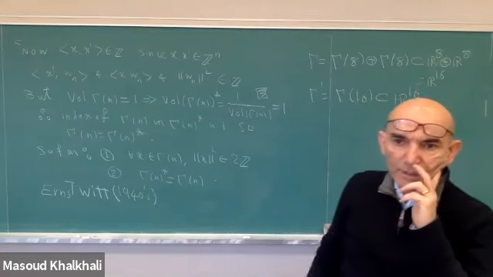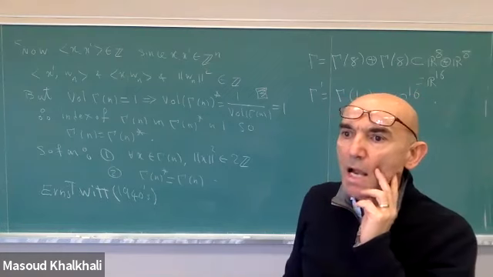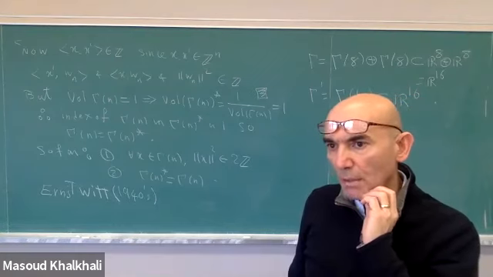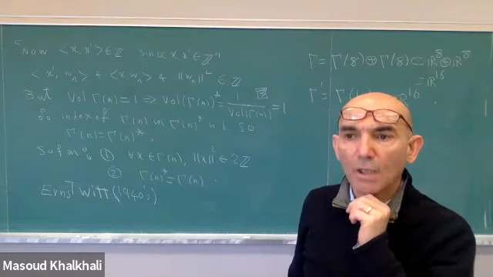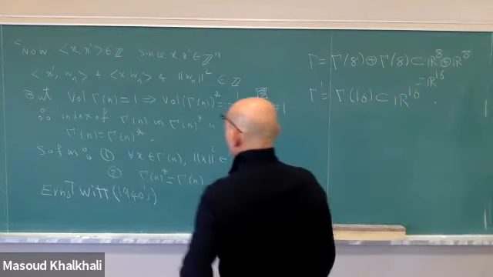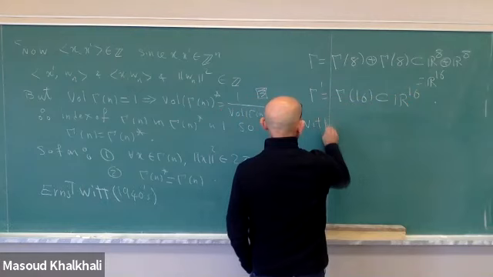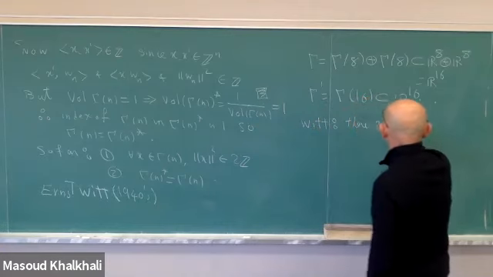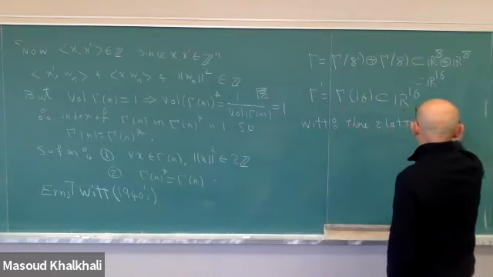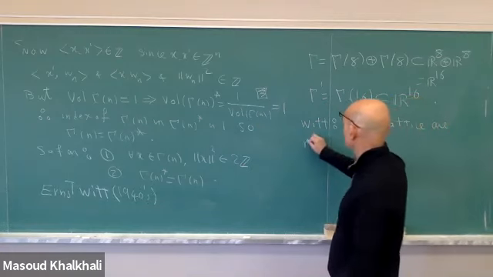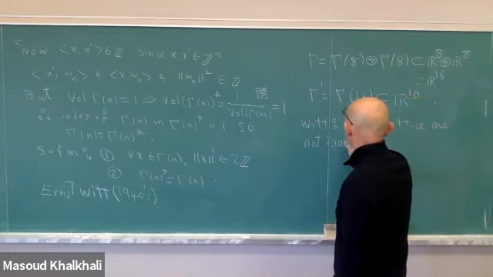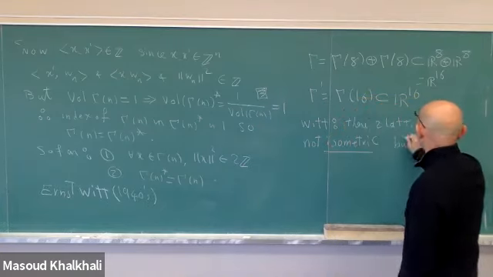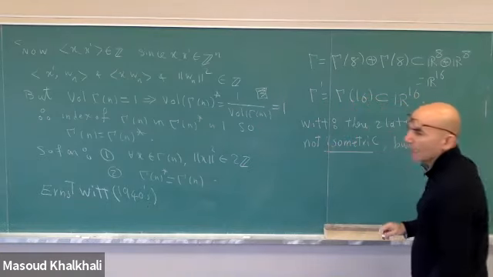So these two lattices were introduced again by Witt. And what he showed is that these lattices are not isometric, but they are isospectral. They have the same length spectrum. So Witt showed that two lattices are not isometric, but have the same length spectrum.